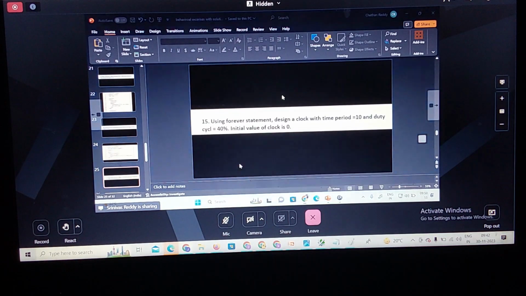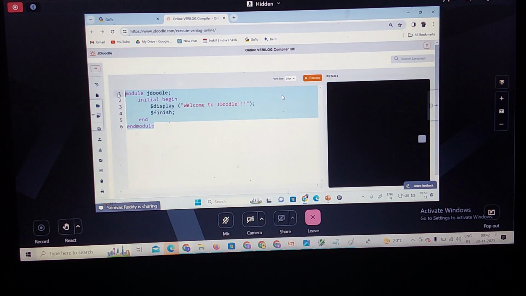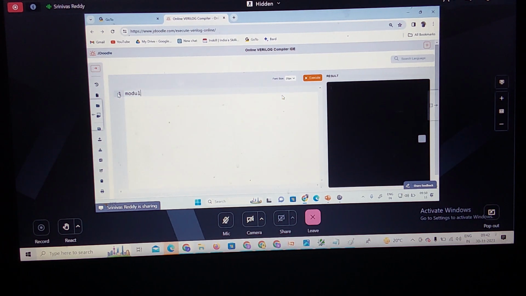Using forever loop. Forever loop. So let us start with what? Module. Correct. Let us take module TB, clock generation. Then clock, declare as a reg data type. Is any other variable required for clock generation? No. Then I need to generate the clock. So forever they are asking, so I should use it inside the what? Initial begin. So in the initial begin, this is initial and end to the initial.